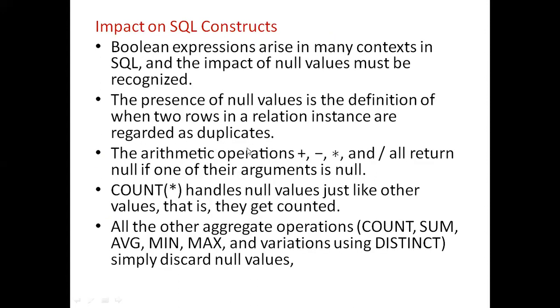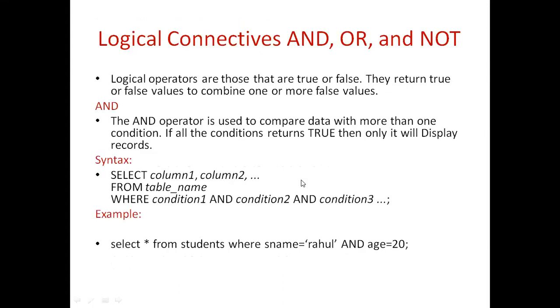Next, logical connectives: AND, OR, and NOT. Okay, hope you are clear with the null values. Next, let's go to the next concept, that is logical connectives, that is AND, OR, and NOT. What are those? Logical operators are those which return true or false. The result has to be true or false, that is a Boolean expression. So how they work, we'll see one by one.